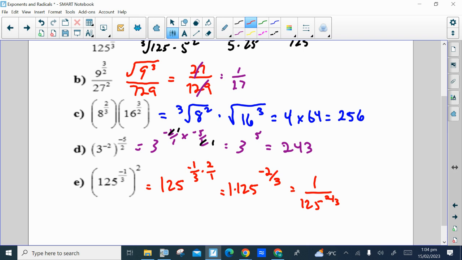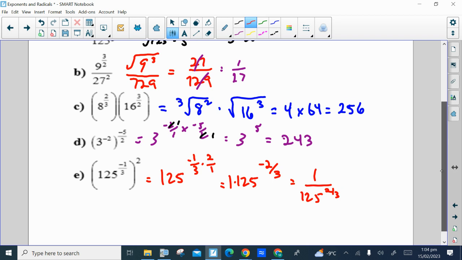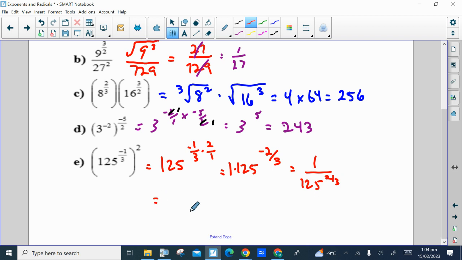Cheney, how do we find out what 125 to the 2/3 is? Can we write that as a radical?